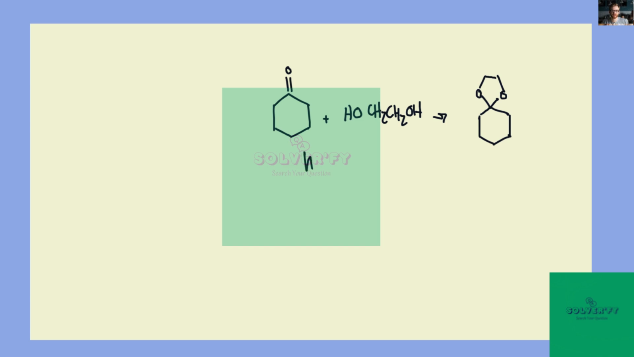Okay, we are converting cyclohexanone and 1,2-ethanediol into an acetal. And the question is, what is the hemiacetal intermediate? That corresponds to this reaction.